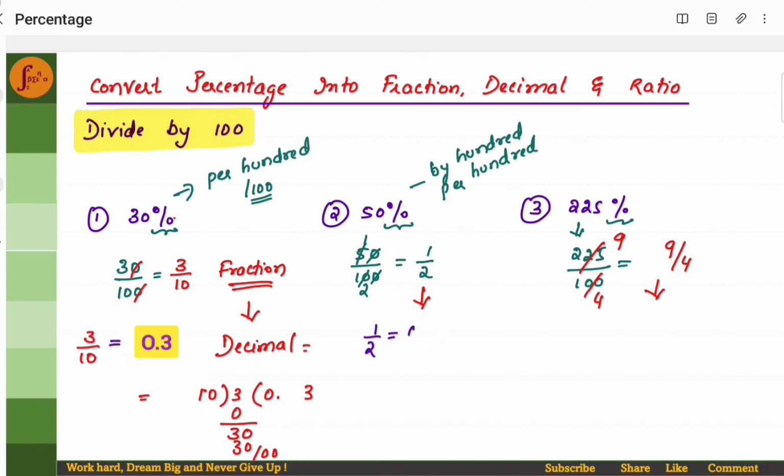Similarly, half is equal to 0.5. What is half? 0.5. I'll put 0 here, put a decimal point here, so 5 times 2 is 10. So 0.5.